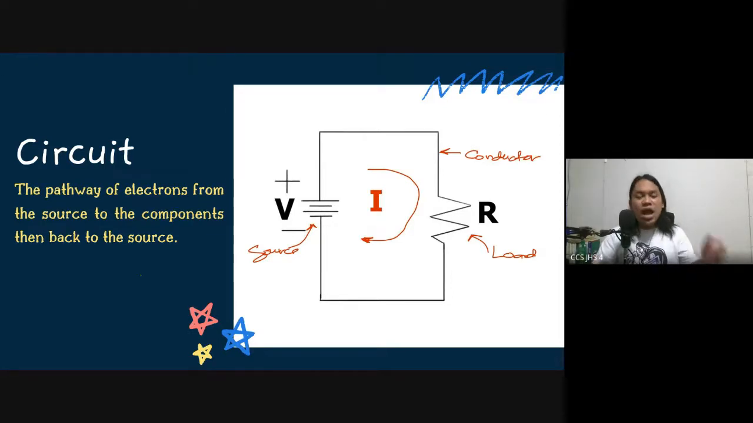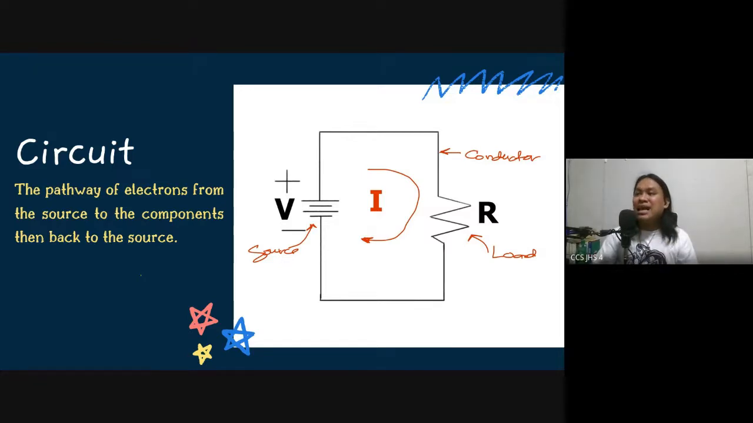Okay, basically when we say circuit, this is just a pathway in order for us to use the current, right? So that electrons can move, can flow, and we can power up our appliances. So your lighting fixtures, your lamps, your appliances, your outlets, those are parts of a circuit. Okay? Without a circuit, we won't be able to enjoy the perks of electricity.